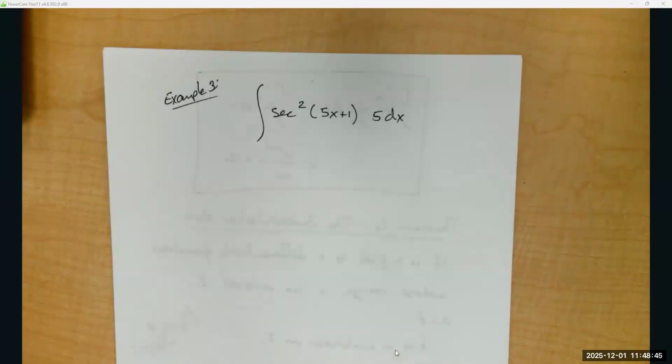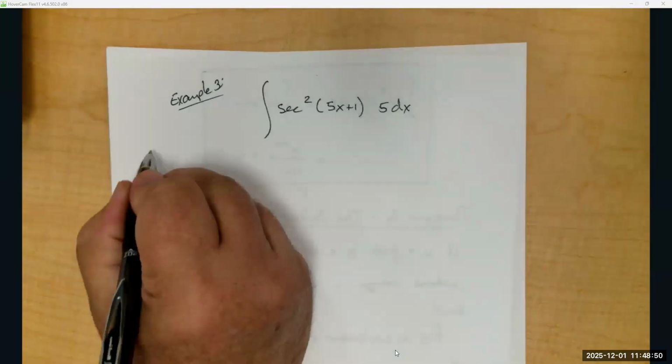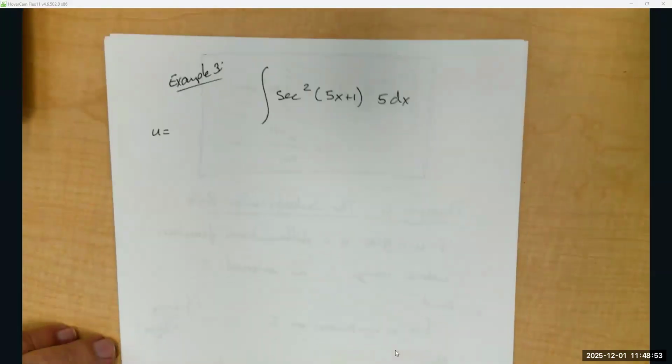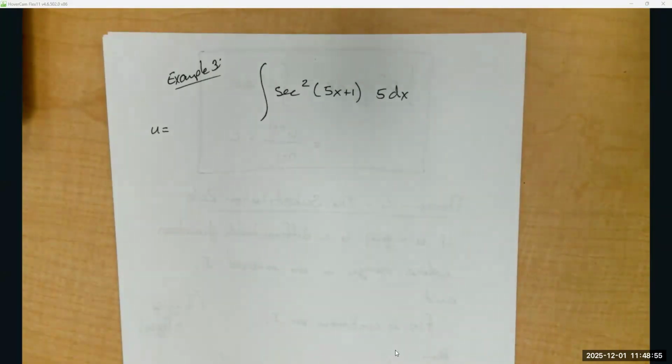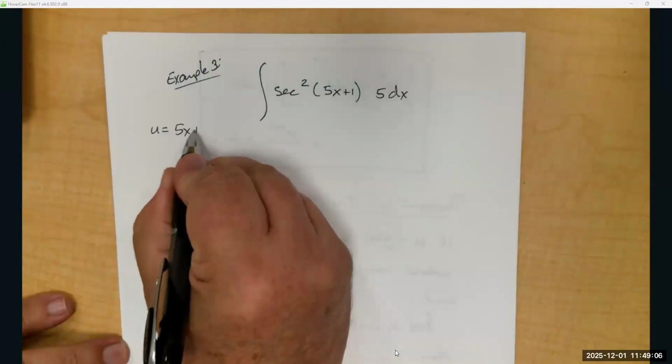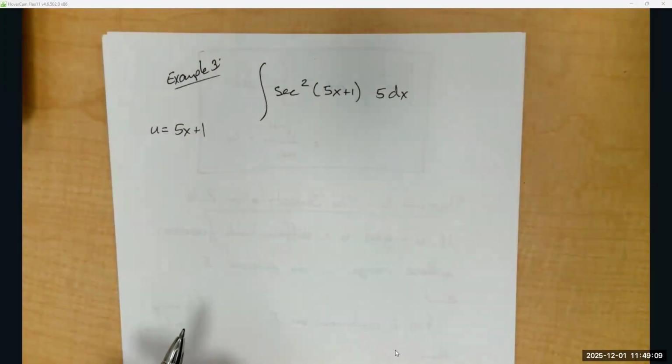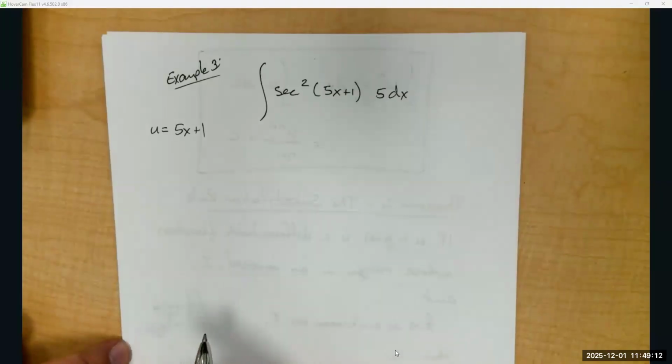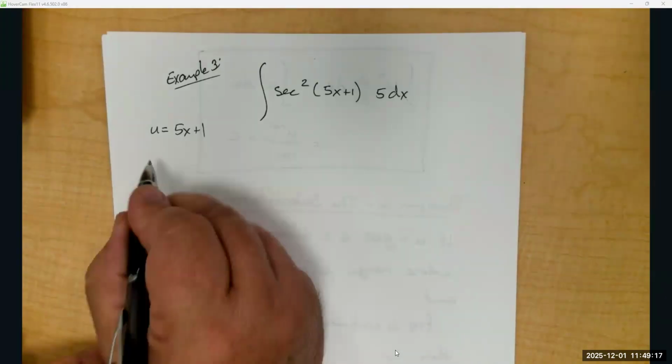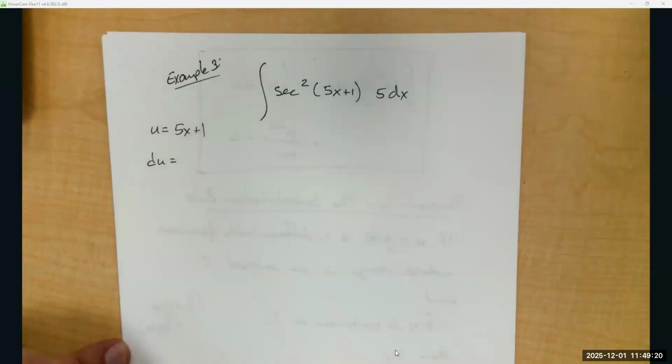So whenever we're doing these integrals, what we want to look at first is determine what u is. What is our u? Yes. It's always the internal function. 5x plus 1. Once you find u, then what do you got to do? You also have to find du. So what's the derivative of 5x plus 1?